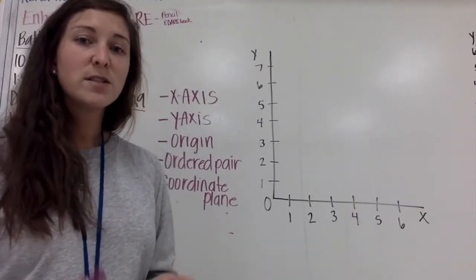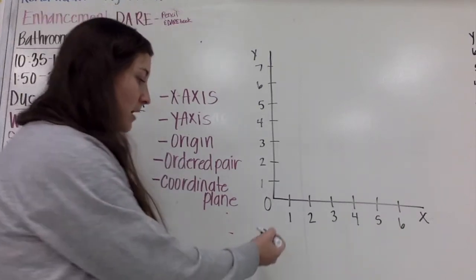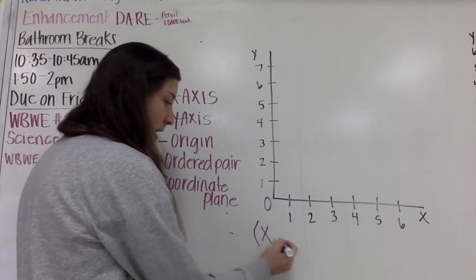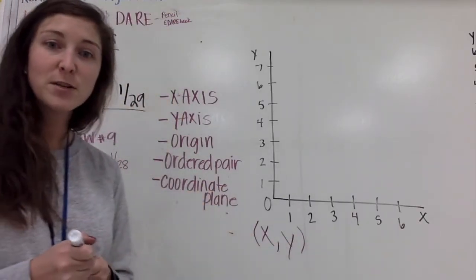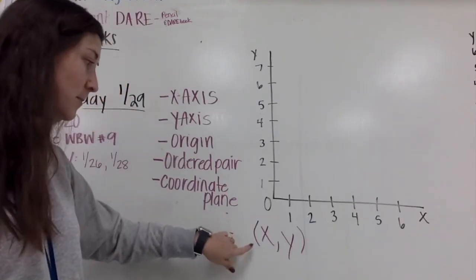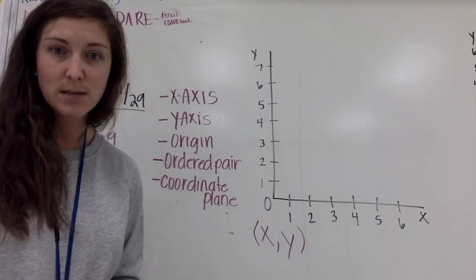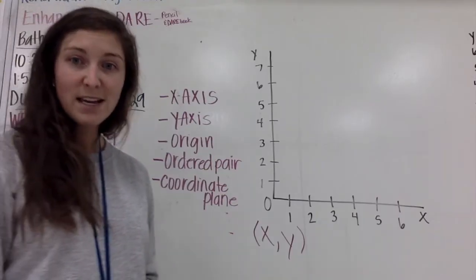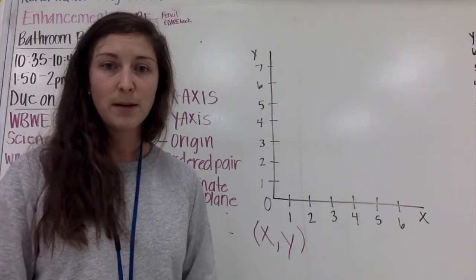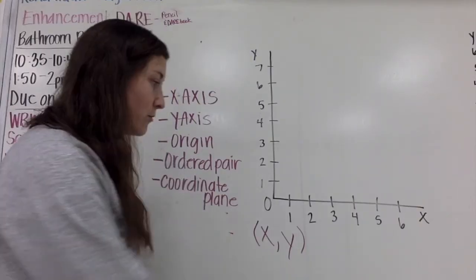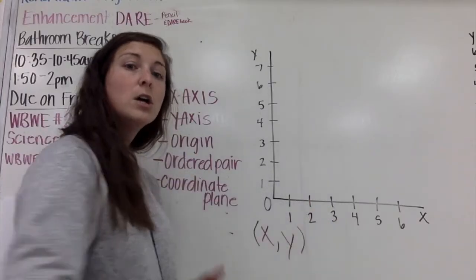We also have something called an ordered pair, and an ordered pair is made up of two coordinates, x and y. Ordered pairs have to be written as x, y, inside a set of parentheses. When I go to place ordered pairs on my coordinate plane, I always have to go to the right first, and then I have to go up.